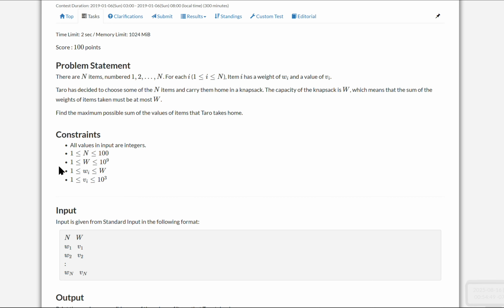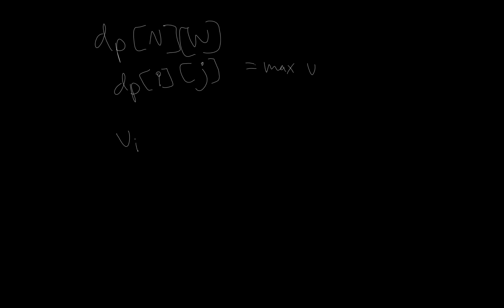But here we can't do that because W is 10 to the power of 9, right? So that's way too much. But as we can see, v_i is at most 1,000 and N is at most 100. So that means V max, the max value, is 10 to the power 5, and we can certainly iterate over N times V max, okay?